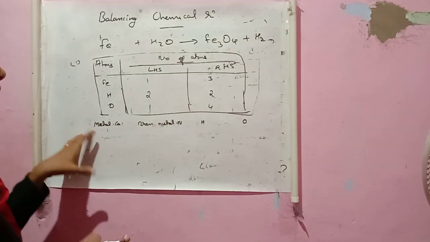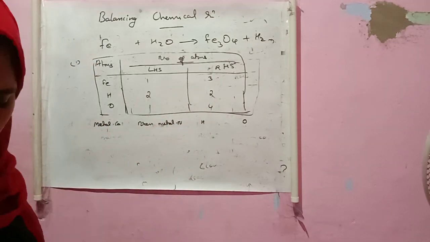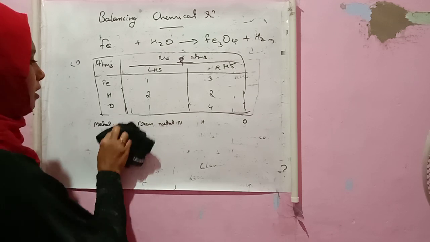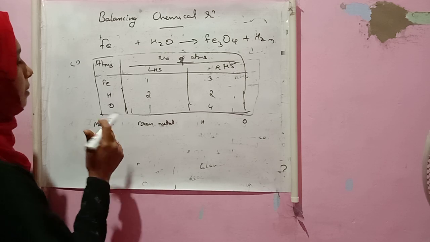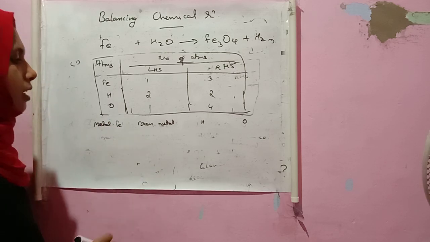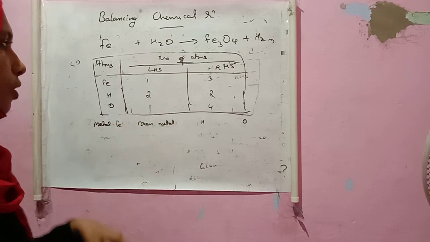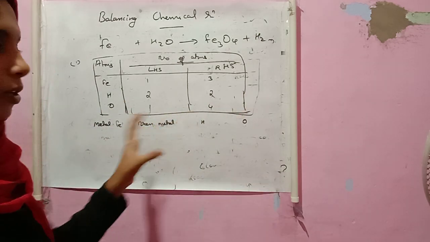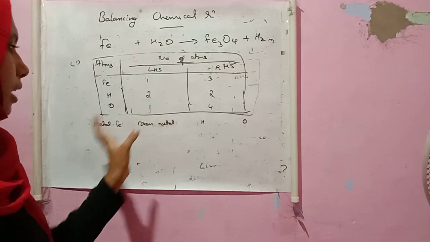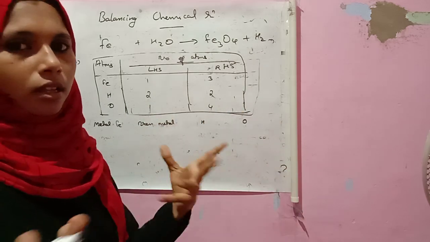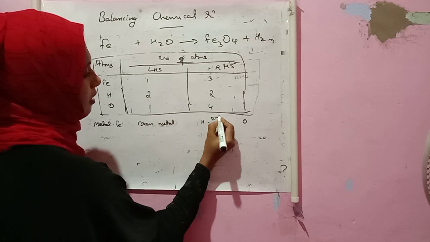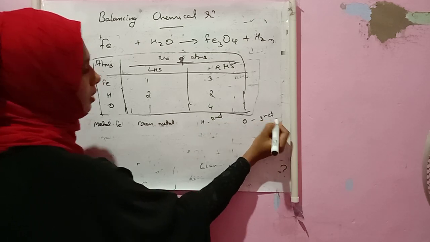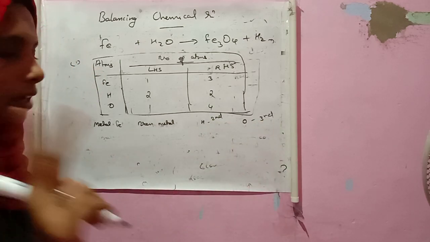Now, according to the second rule, the metal should be balanced first, then non-metal, then hydrogen, then oxygen. Here the metal is iron. No need of bothering about non-metals; hydrogen and oxygen are present, and apart from them there are no other elements. So first metal, secondly hydrogen, third oxygen. This is our second rule.